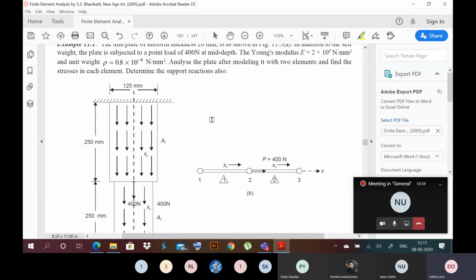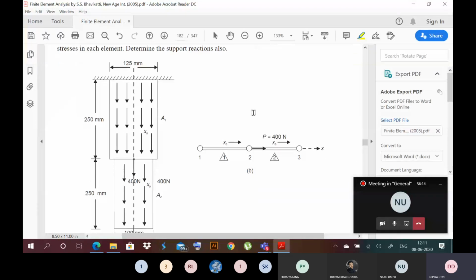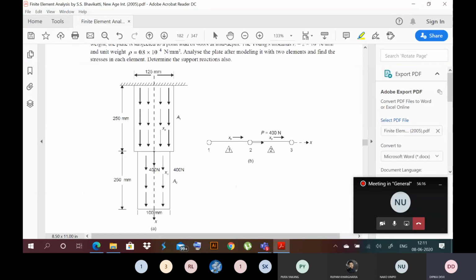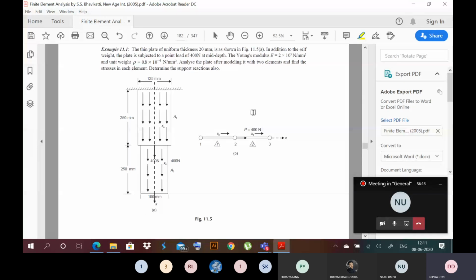So in this particular problem, everything is given. It is subjected to only body force. There is no surface traction. That is the difference, so the contribution from surface traction will be 0. So we have modeled it. It is already asked in the problem that you have to use only two elements, and the areas of the elements are different. At the midpoint, there is a point load of 400 Newton, plus there is body force. There is no surface traction. So this is the model.